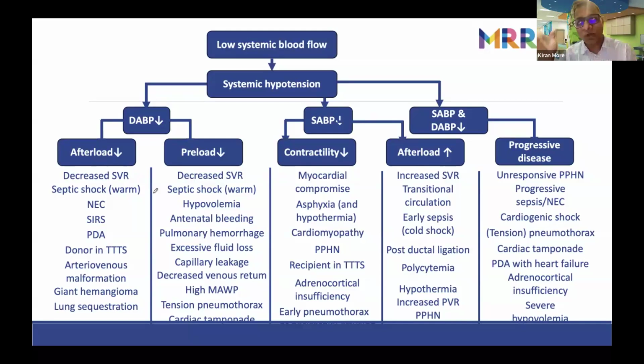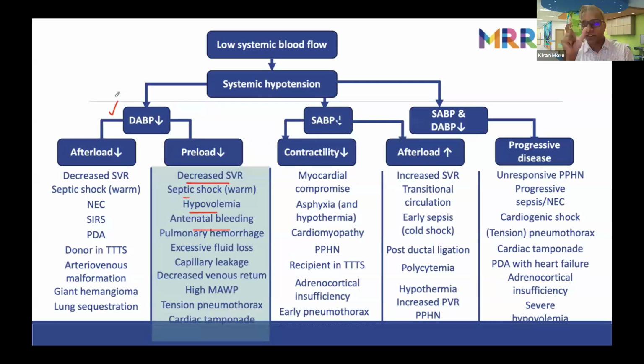Then you know exactly what you're dealing with. Because if you have an issue with preload, the blood pressure is already telling you. Then you go on the echo and on the heart and directly try to look at what's the problem with the preload. So if you have decreased systemic vascular resistance like septic shock, hypovolemia, or any kind of bleeding, you will have a decrease in the diastolic blood pressure.